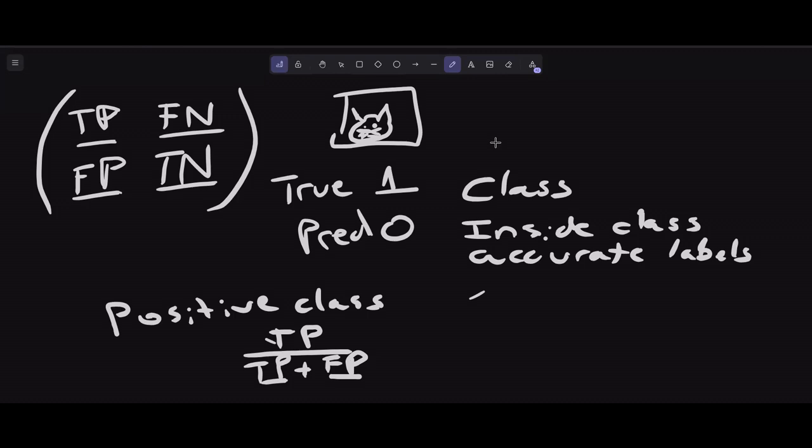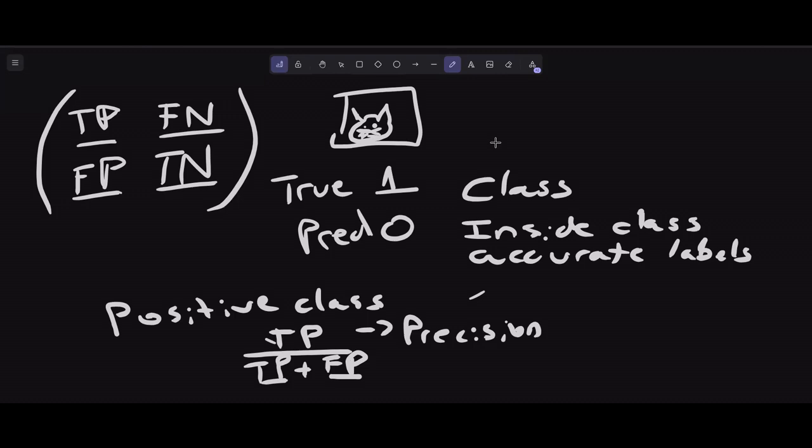So when you're working with this metric in the positive class, you have what's known as precision, right? And that's a very fancy name. And you're going to hear about it all the time because it's one of the most widely used performance metrics.